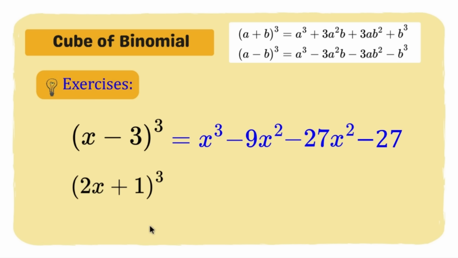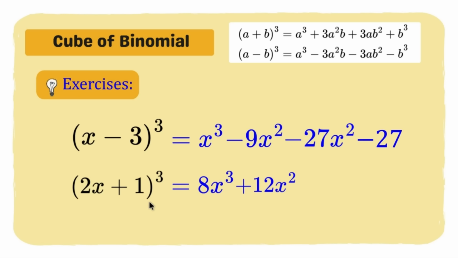Okay, next for our second exercise, 2x plus 1. Let's get the cube of 2x, kaya magiging 8x cubed. Next, what is the square of 2x? It is 4x squared. Multiply natin kay 1, and then imumultiply ulit natin sa 3. Therefore, magiging 12x squared po siya.